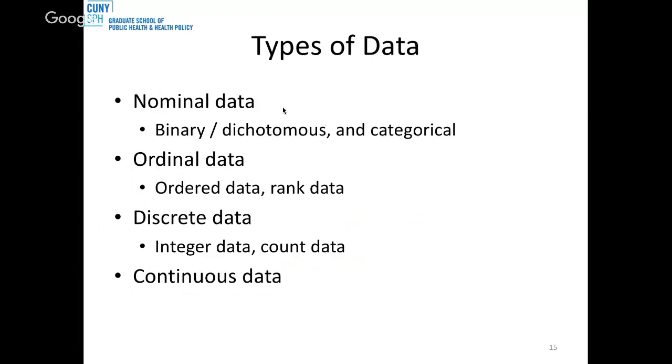I will be distinguishing the different methods that we learn this semester by the type of data that they're intended for. So the first thing to understand about your data set is going to be, what kind of data do you have, or do you have more than one of these? We're going to call them nominal data, ordinal, discrete, and continuous, and I'll talk a little bit more about each of those.